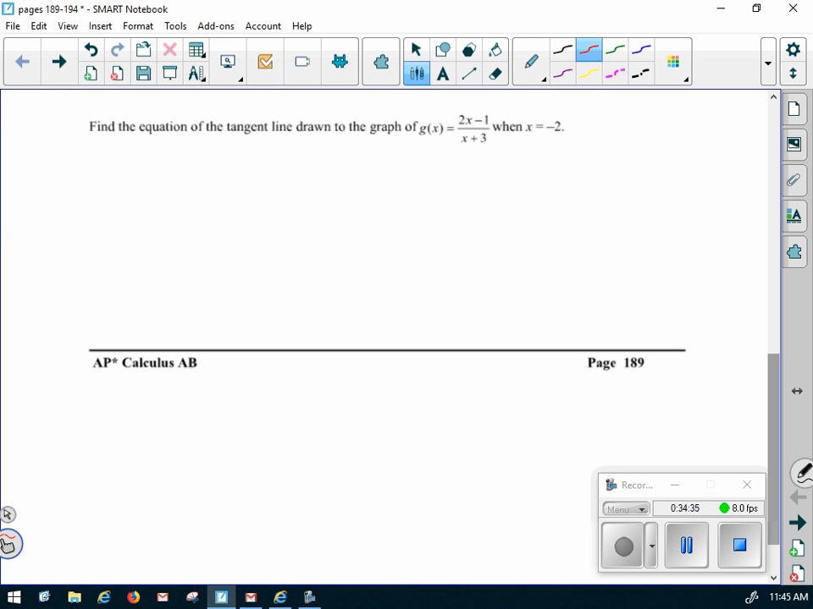All right. We are not going to write the equations of tangent lines. We don't have time. We're going to take derivatives. You guys can write equations of tangent lines. Okay, g of x equals 2x minus 1 over x plus 3. What's the top?